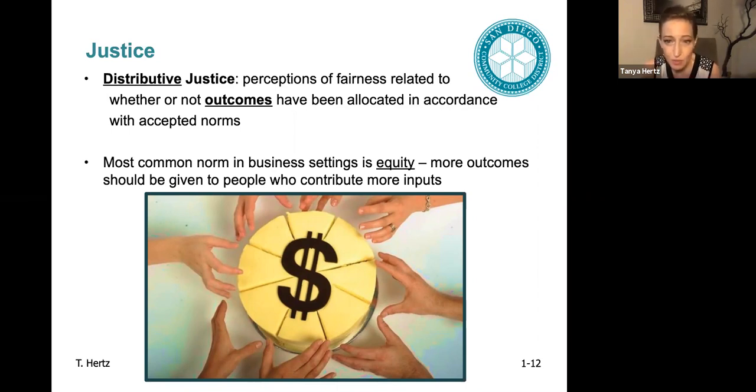So I think it's pretty easy to see why in business, the most common norm for distributive justice is equity. People think it's more fair that people who are putting in more should get out more. If I have a higher level of education, I should be able to earn more than somebody who has a lower level of education. If I sell more of the product, I should get a higher commission or higher salary. And most people feel that this is fair in business. And so when you're trying to establish your reputation as a trustworthy leader, you really need to look at the outcome and say, is this fair in the eyes of the employees?